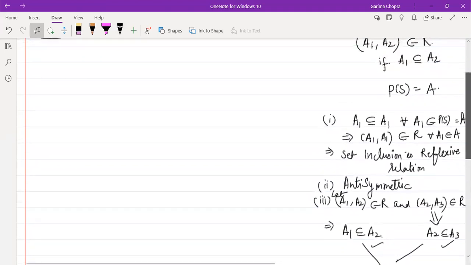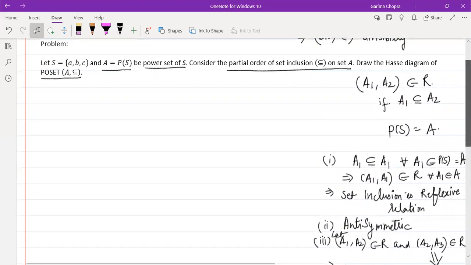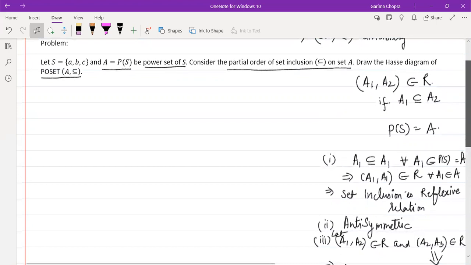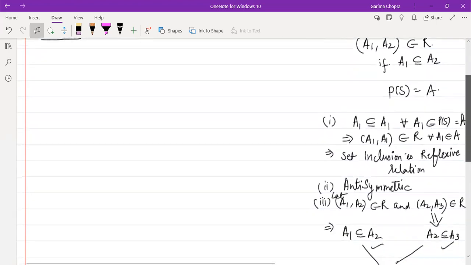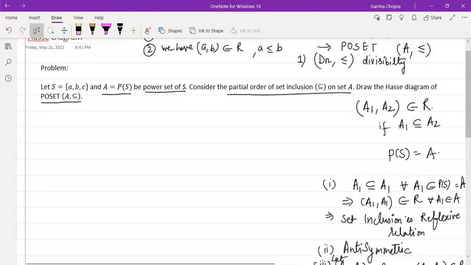I have just given a hint here. You will be writing it in the proper way, showing how you are going to prove that it is reflexive, then you will be giving the proof for antisymmetric, and you will be giving a proper proof for transitive. So here we have concluded that the set inclusion relation is a partial order relation.